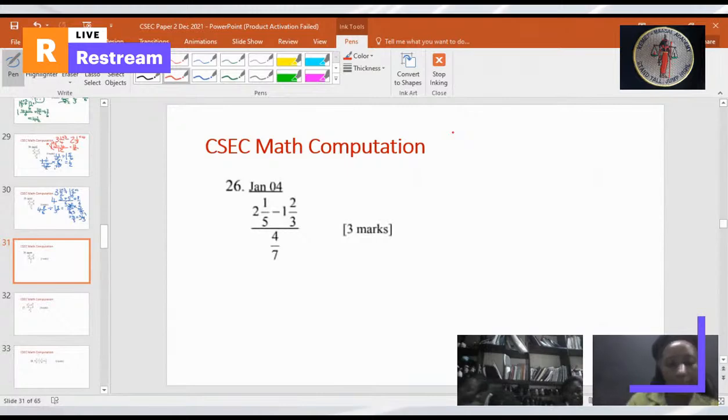Miss, 2 and 1/5 minus 1 and 2 over 3. Miss, we're going to take, all right, so we're working the numerator. 2 and 1/5, miss, we're going to minus the 1 and 2 thirds.